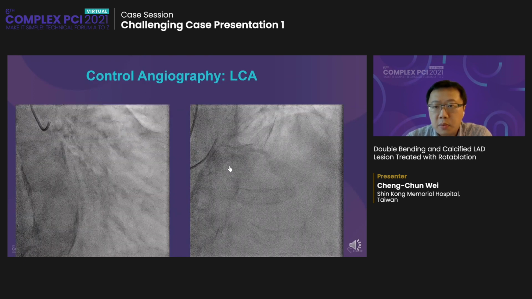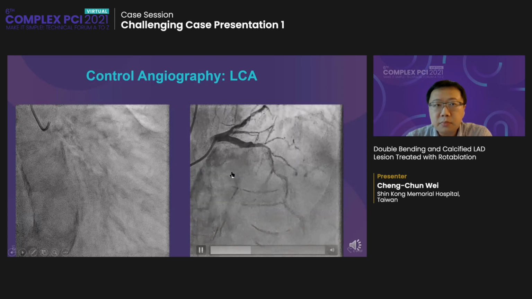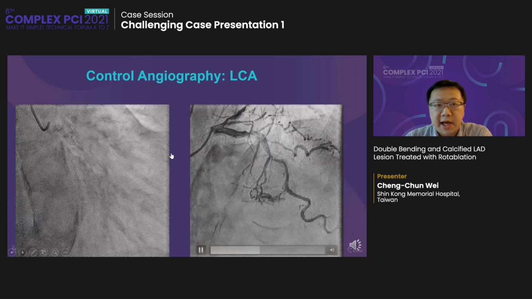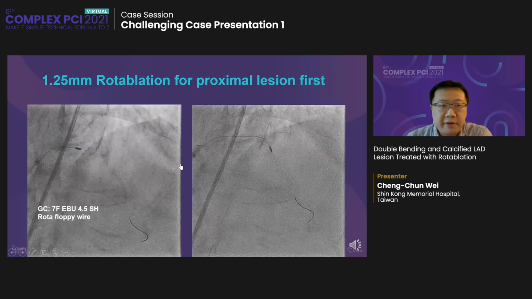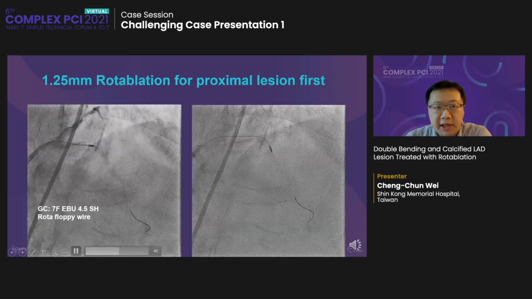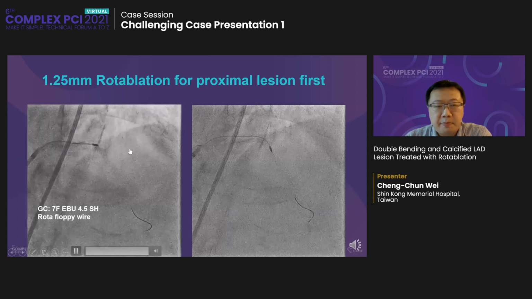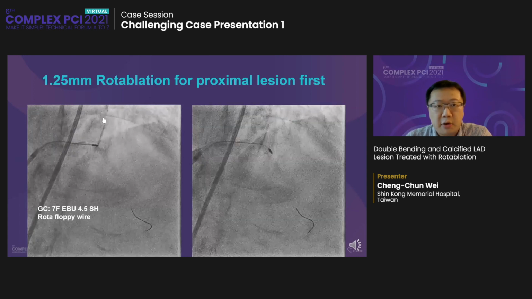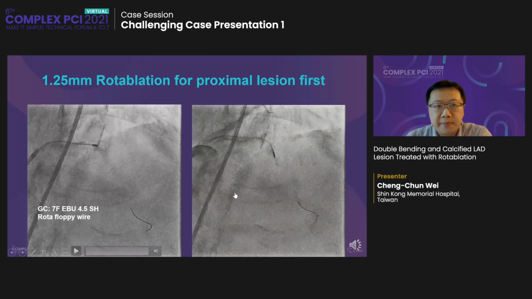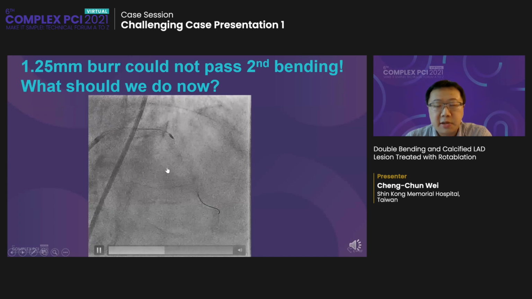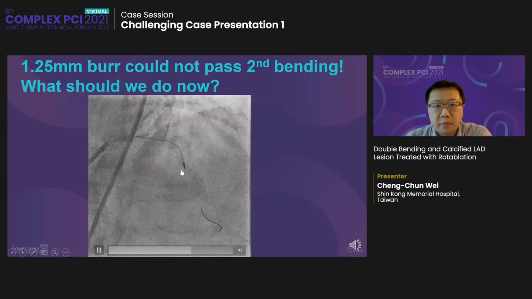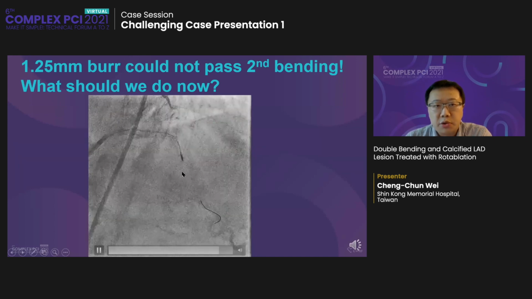Let me show it again. So I decided to treat this patient with rotablation, and I set the platform at the proximal LAD and ablated the proximal lesion, the proximal angle, smoothly like this. However, the 1.25 millimeter Burr could not pass the second bending. What should we do?